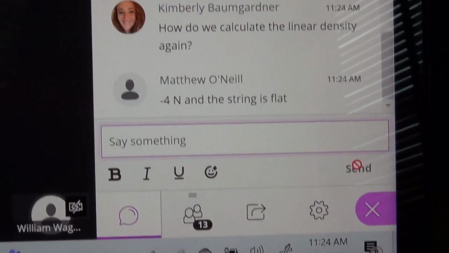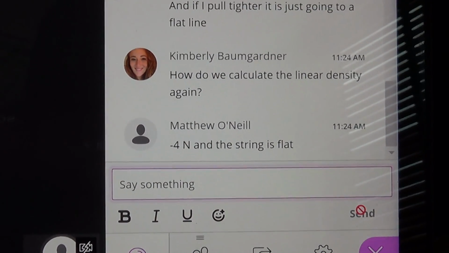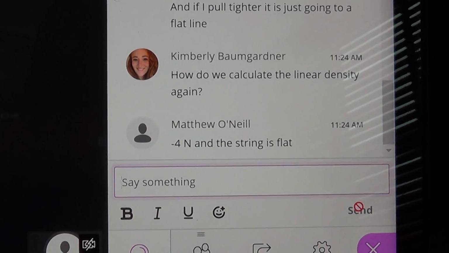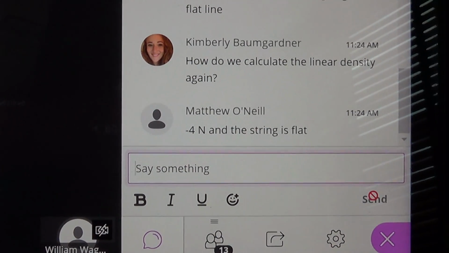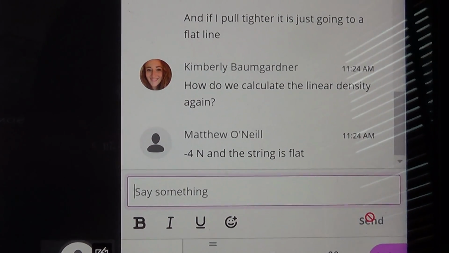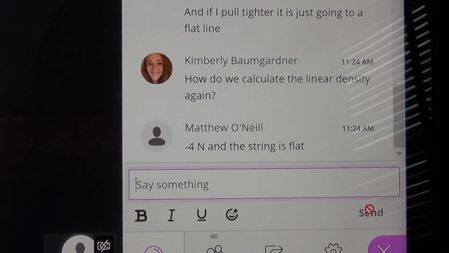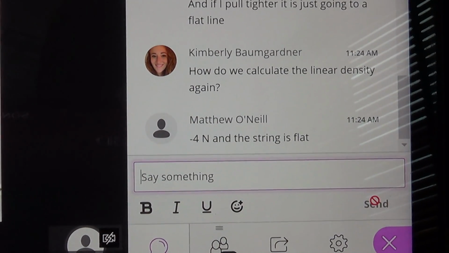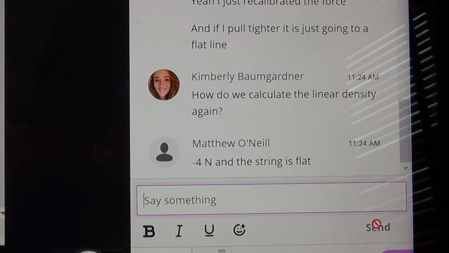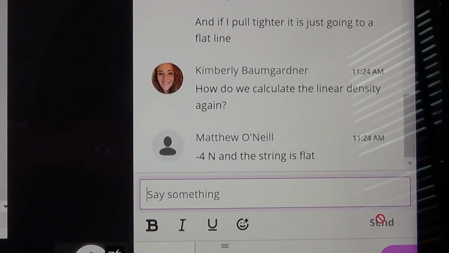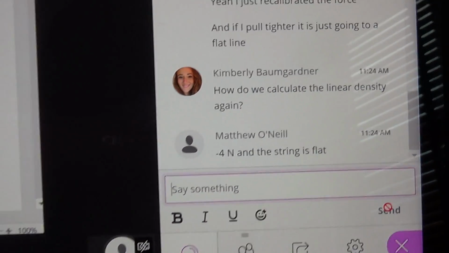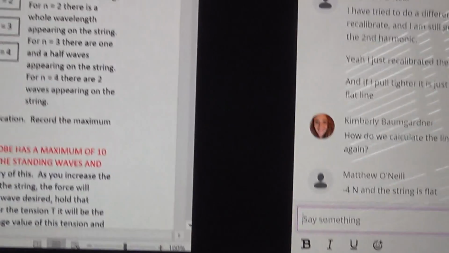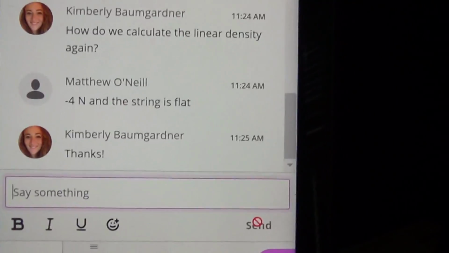Okay, so Matthew, go higher than 4 newtons. Try around 5 or 6 or 7 and see if you can get it to form. And back to Kimberly, so you've got the slope. And then you divide the slope value by 4 times L squared, using your L, of course, in meters. And you should get the linear density mu. That's just from that equation we have here. You're welcome.